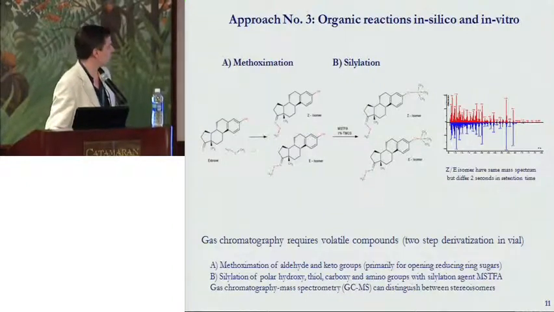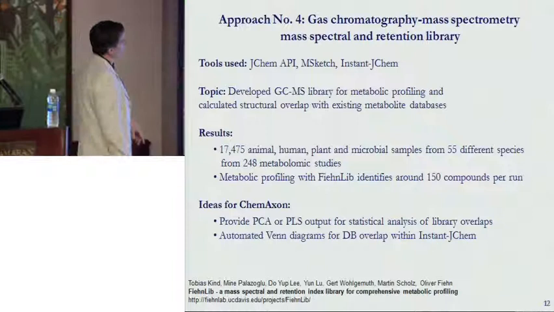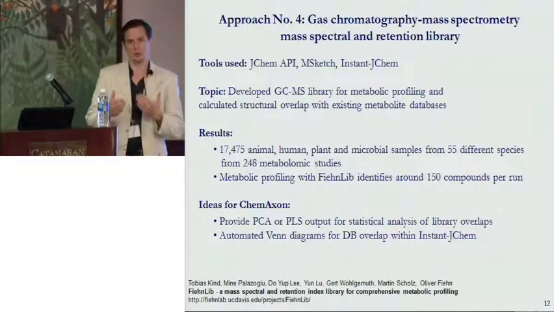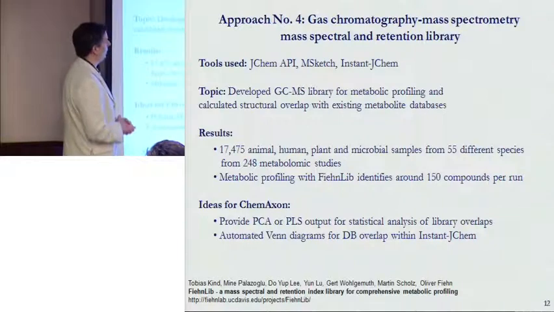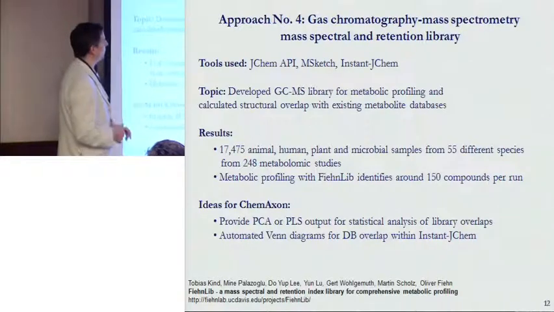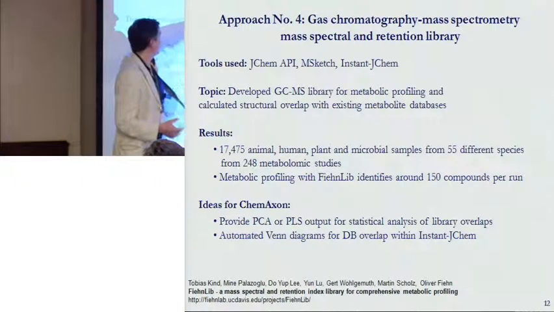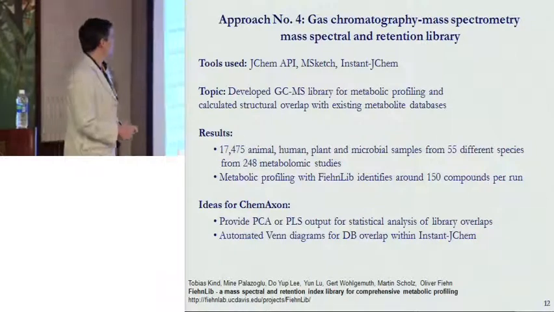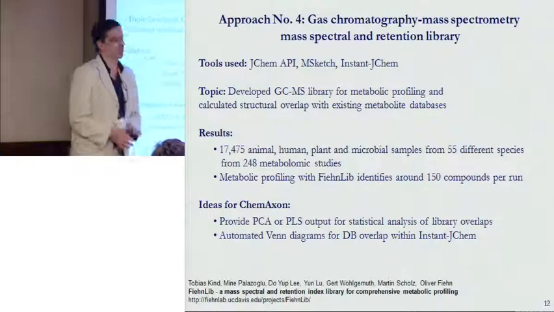And yeah, so our fourth approach, where in order to figure out what we're actually measuring we need a library with all those silylated compounds, was that in the beginning we had to create a mass spectral and retention library for doing that. And you can imagine you have a lot of different products. So we used here, again, the Sketcher, Instant JChem, and also a range of the JChem API tools. The topic was to develop gas chromatography mass spectrometry libraries for metabolic profiling.